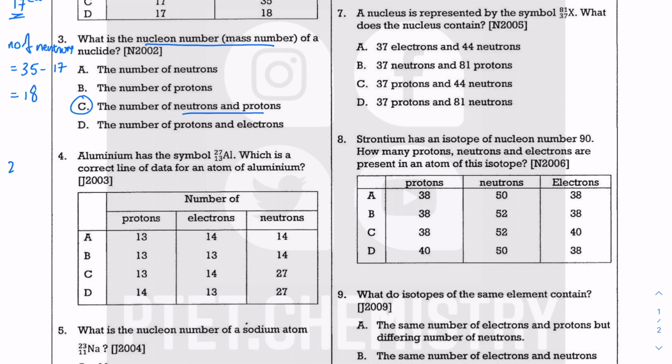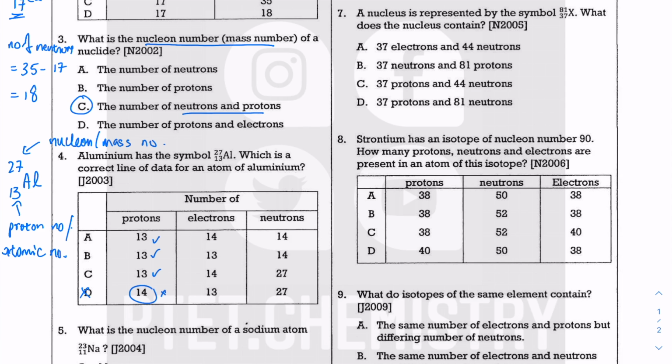Aluminium is 27, 13 aluminium as shown there in this nuclide notation, not in the form the periodic table has shown you. So make sure you know 13 is proton or the atomic number. The other name for proton number is atomic number. The other name for mass number is nucleon number. Nucleon, or you call it mass number. So number of proton is going to be 13. So D is out because there is 14.